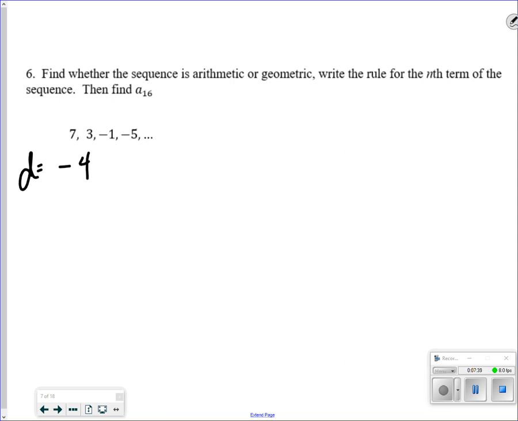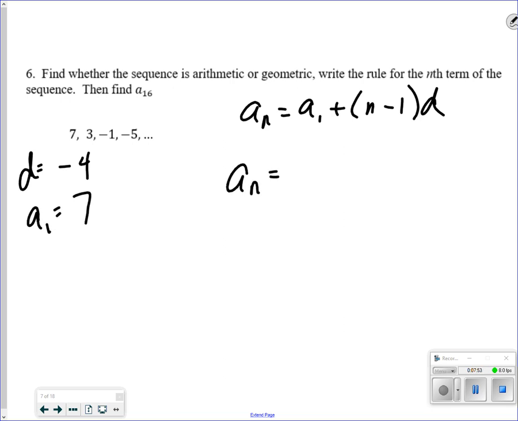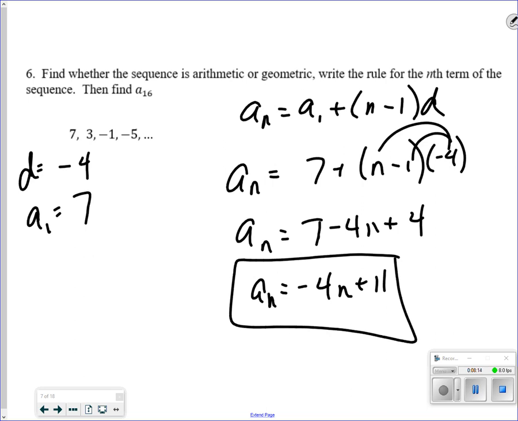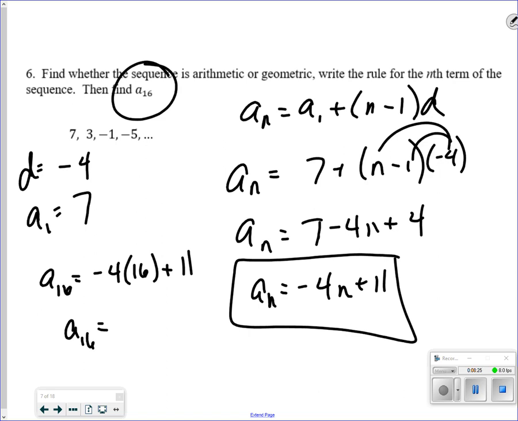In order to write the rule, going back to the formula sheet, a sub n is equal to a sub 1 plus n minus 1 times d. So that is the arithmetic formula if you want to go back to the formula sheet. So all I need to know is what is a sub 1 and what is d. So a sub 1 is 7. And d is -4. Distribute. So distributing the -4, so -4n plus 4, and then adding like terms. So there's the rule. So I wrote the rule. Now, using that rule, they want me to find a of 16. So a of 16 would equal -4 times 16 plus 11. So -64 plus 11 would be -53.